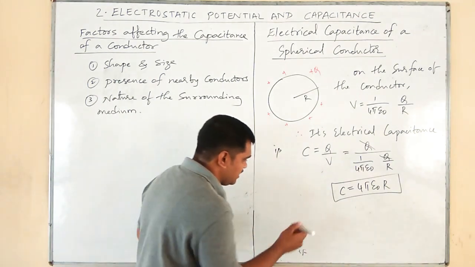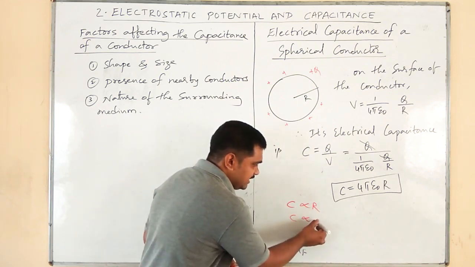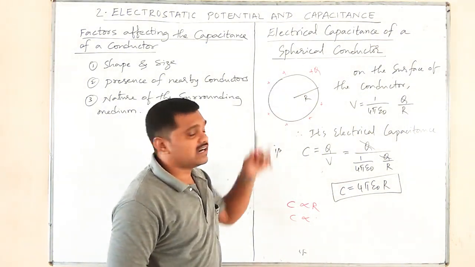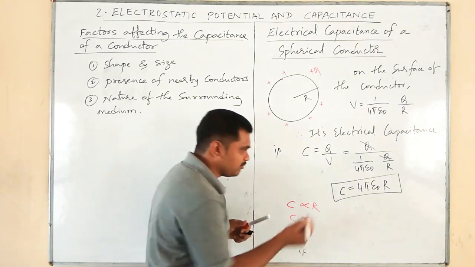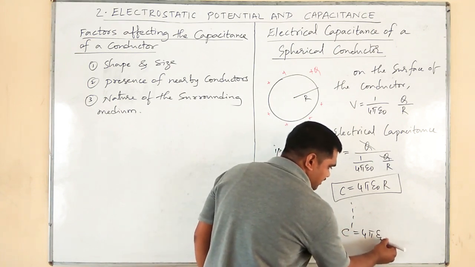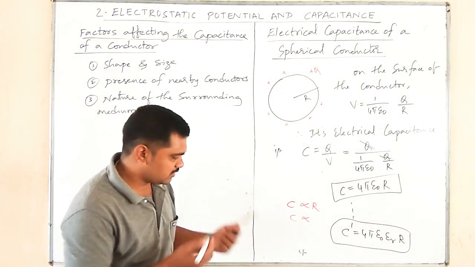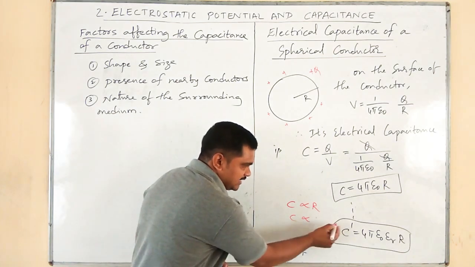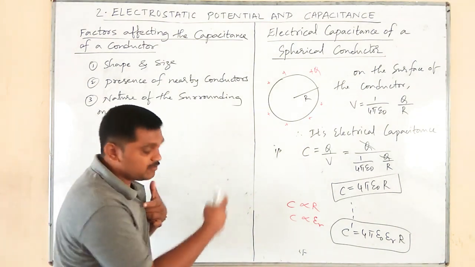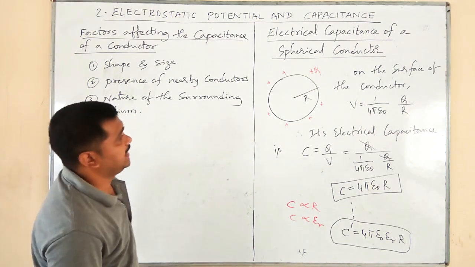Now you can tell me which factors will affect the C. C is directly proportional to R. Suppose it is in air; when I place this conductor in a medium other than air or vacuum, then C prime is equal to 4 pi epsilon naught epsilon R into R. Therefore, C is directly proportional to R and to epsilon R. Like this, the nature of the surrounding medium will affect the capacitance. Fine. Next.